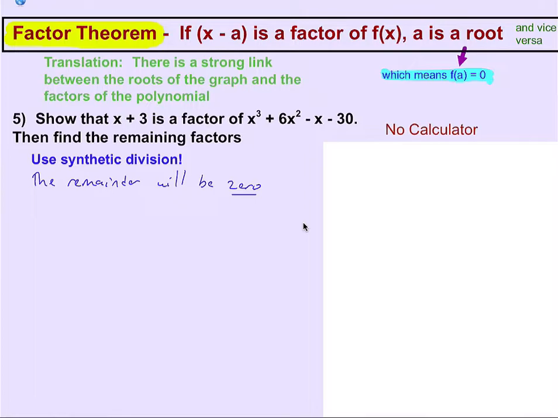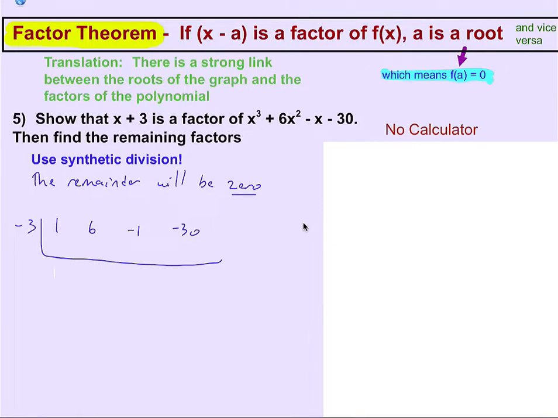If when you try and divide the polynomial by that factor, so I'm going to divide x cubed plus 6x squared minus x minus 30 by x plus 3, or x minus negative 3, I should get a remainder of 0. That's what I'm looking for. Let's do the synthetic division.